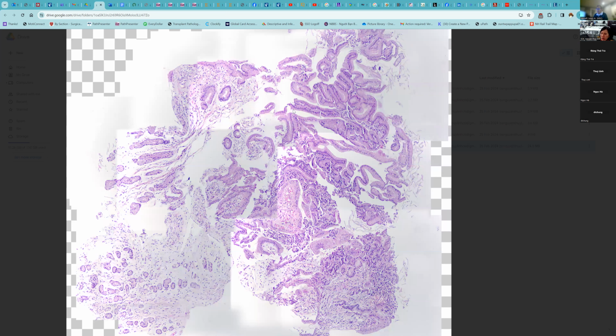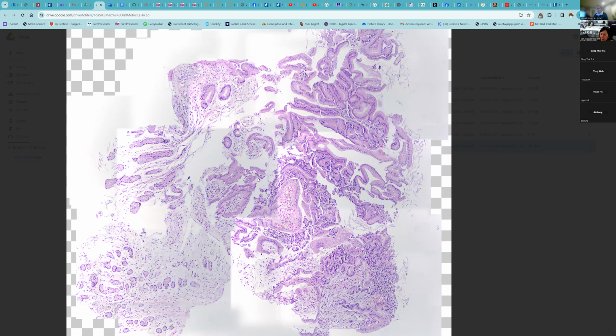So my diagnosis for this would be a benign gastric polyp, probably a hyperplastic polyp without any dysplasia, without any risk of malignancy, and would be consistent with a post-inflammatory, post-ulcer type of change associated with the healing process.